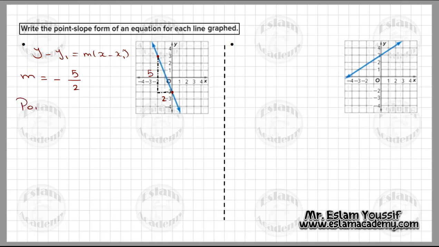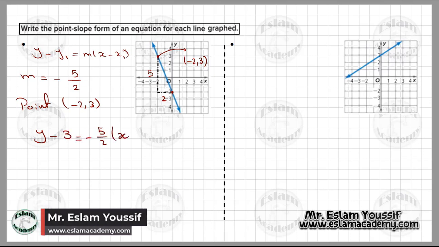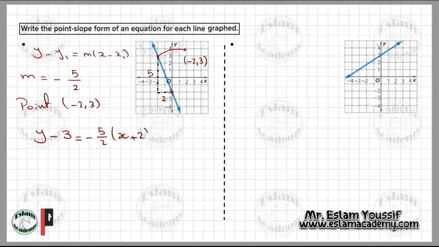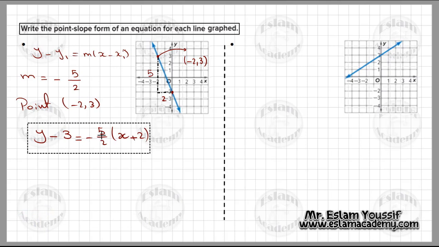Now we need to find the point. You can choose any point on the line. Suppose that I choose this point, which is equal to negative 2 and 3. So the equation now, just by using substitution: y minus y1, which is 3, equals m, which is negative 5 over 2, multiplied by x minus x1, which is x minus negative 2, which is x plus 2. So the equation will be y minus 3 equals negative 5 over 2 multiplied by x plus 2.